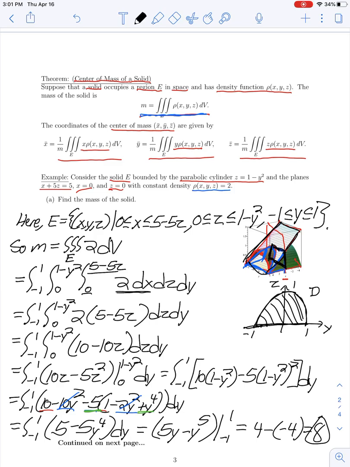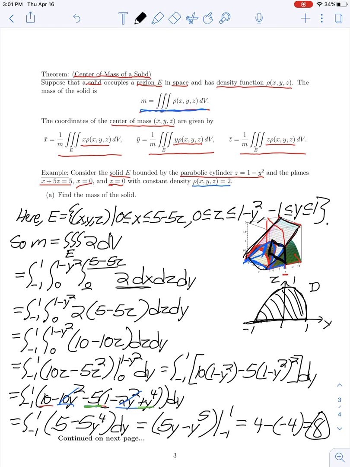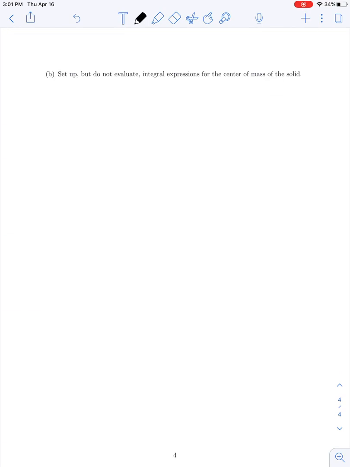And then we were also asked, or as I say here, continued on the next page, the next part of this question asks us to set up but do not evaluate integral expressions to find the center of mass for this solid. So let's think about how to set up our integrals for the center of mass. To get x bar, we would take 1 over the mass, so 1/8 of the triple integral over the solid E of x times my density function, which is 2 with respect to volume.